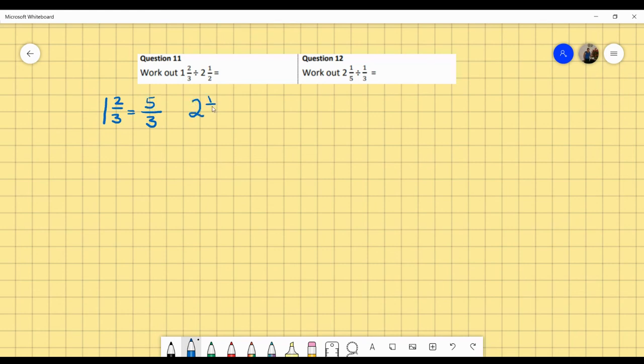And then if we deal with our 2.5, then again, the denominator is going to be out of 2 because it is here. We know that there are 2 halves in one whole, so there'll be 4 halves in the 2 wholes, plus the other one gives me 5 halves altogether. And now we can start to answer the question. So the 1 2/3 is 5/3 divided by the 2.5, which is 5/2.